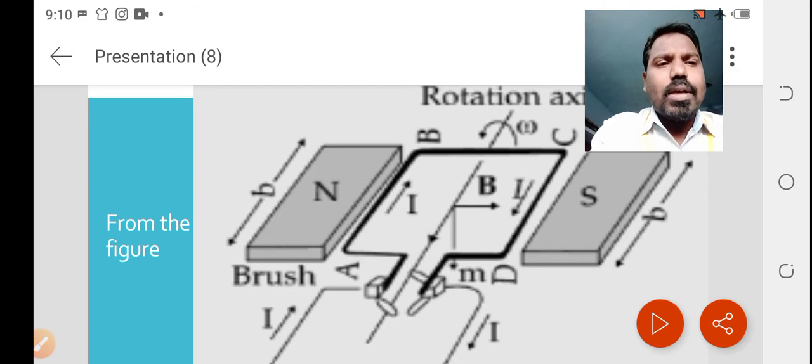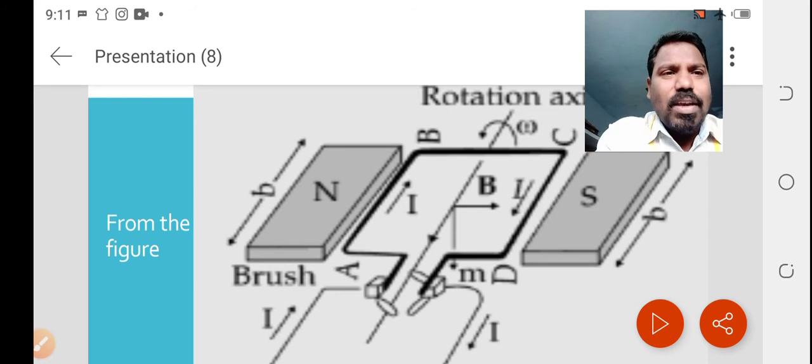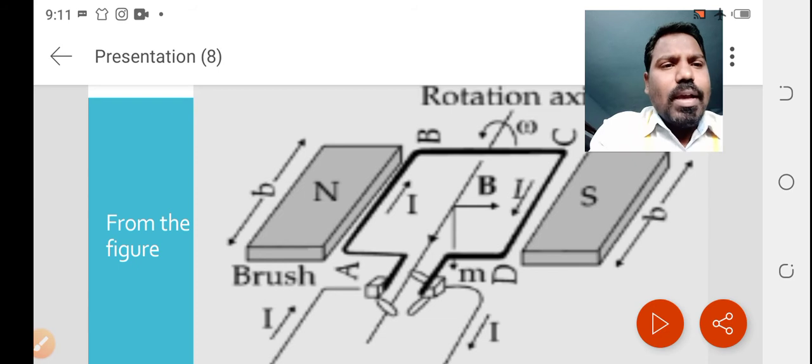You can see the figure. The arrow marks are there. One is clockwise, the other is anti-clockwise. The force exerted on faces AB and CD is the same, but they are in opposite directions. One is entering into the loop, the other is leaving out from the loop. On face AB the current is entering the loop, on face CD it is leaving from the loop.